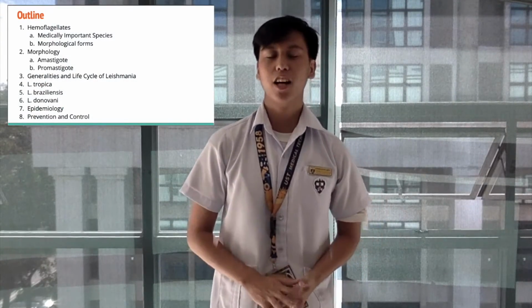So before we discuss Leishmania specifically, here is the outline of the presentation today. First we will be discussing hemoflagellates, specifically the medically important species and its 4 morphological forms. Next we will be discussing the 2 morphological forms of Leishmania. We'll also be discussing the generalities and life cycles of Leishmania, the 3 species, L. tropica, brasiliensis, and donovani, the epidemiology, prevention, and control.